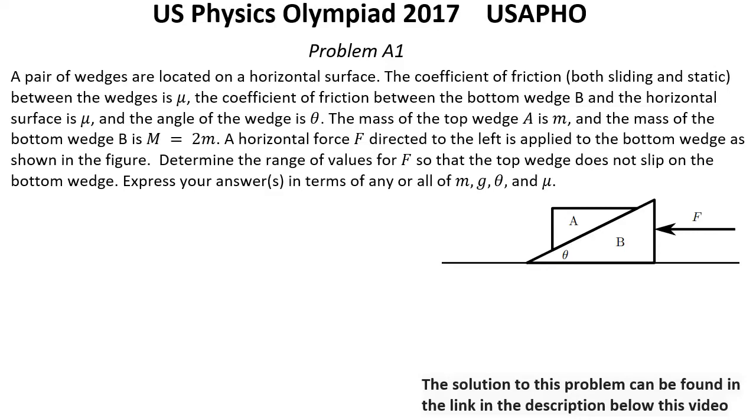US Physics Olympiad, year 2017, USAPHO, final round. There were two parts for this round. The first part was four problems A, and the second part was two problems B. Each part was given 60 minutes.